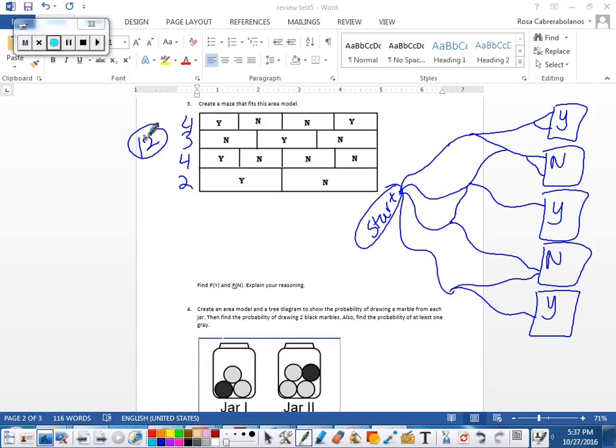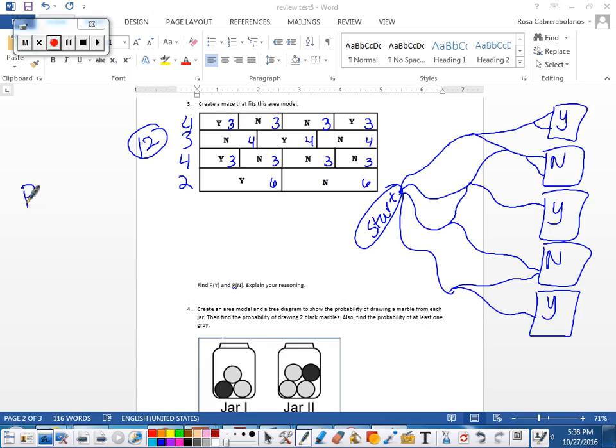Now I have 4 pieces. That means each of them need to hold 3, because 3 times 4 is 12. I have 3 pieces on the next row, so each of them needs to hold 4, because 4 times 3 is 12. And then this one's the same idea as the first one. Then I have 2 pieces, so each of them needs to hold 6. Each row is holding 12. 12 times 4 is 48, so there's a total of 48.